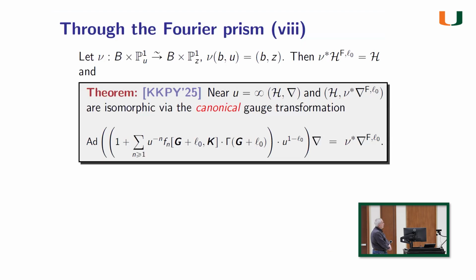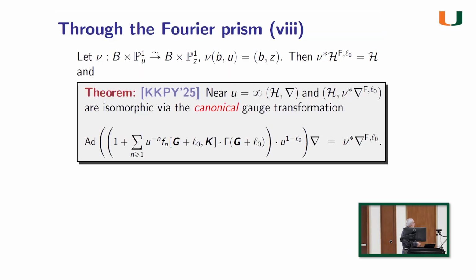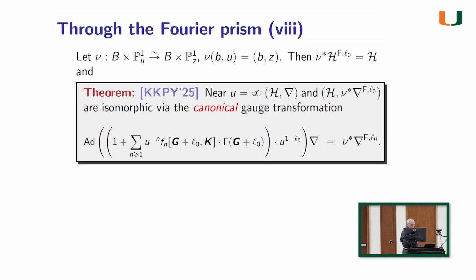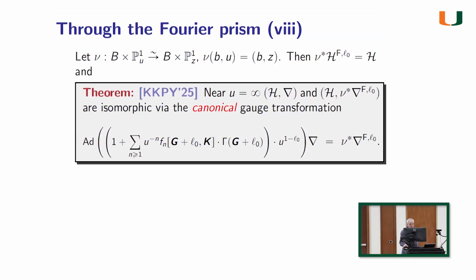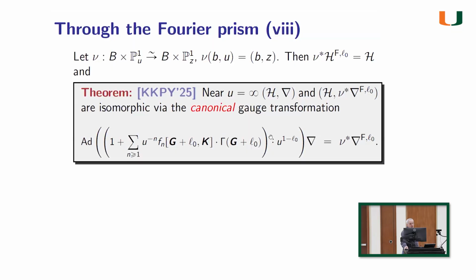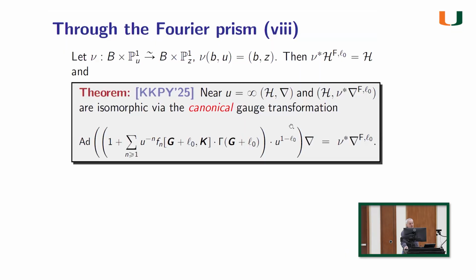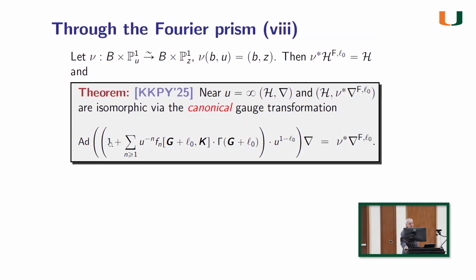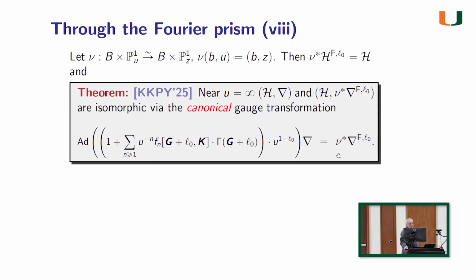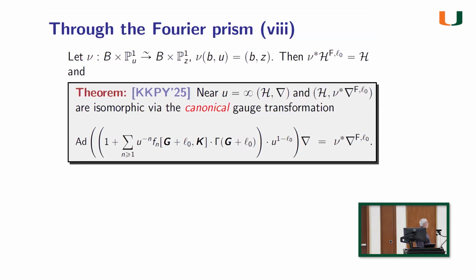So here is a formula of the gauge equivalence. There are some operators that we call Fn. They depend on G plus L0 and K. Then there is the gamma function evaluated on G plus L0 and a series. And we conjugate with this, and that relates the original quantum connection with its Fourier transform.